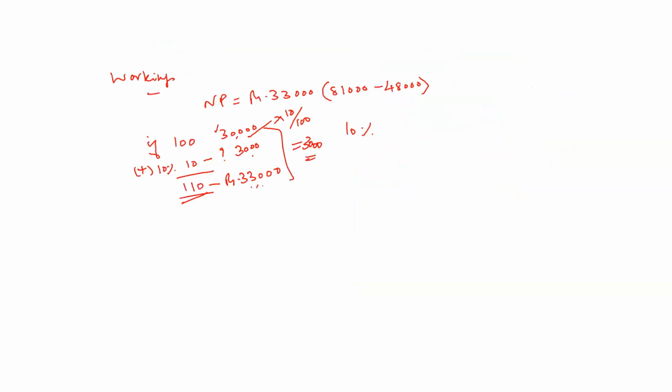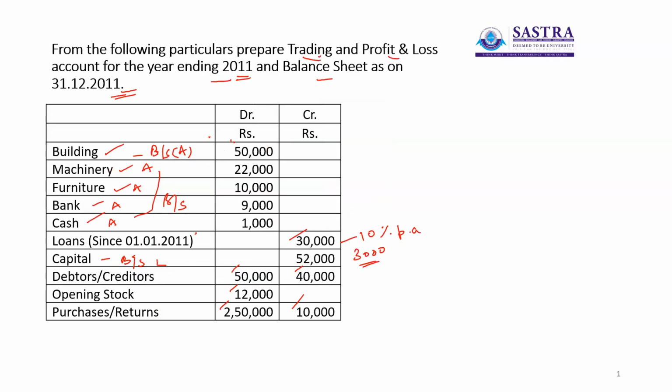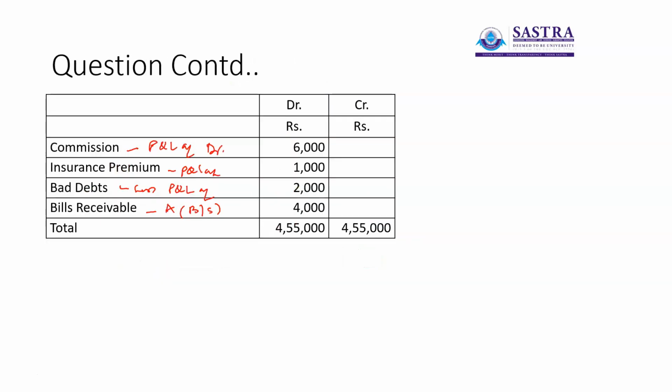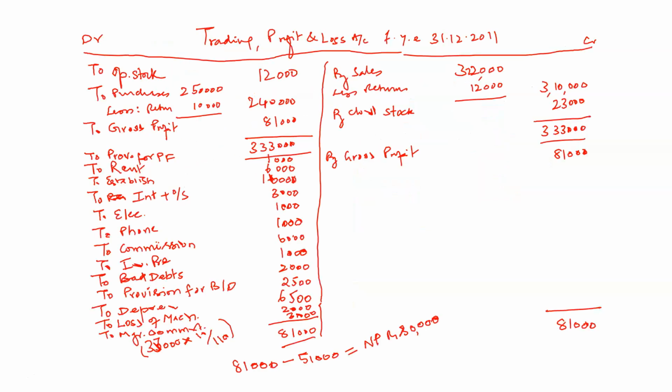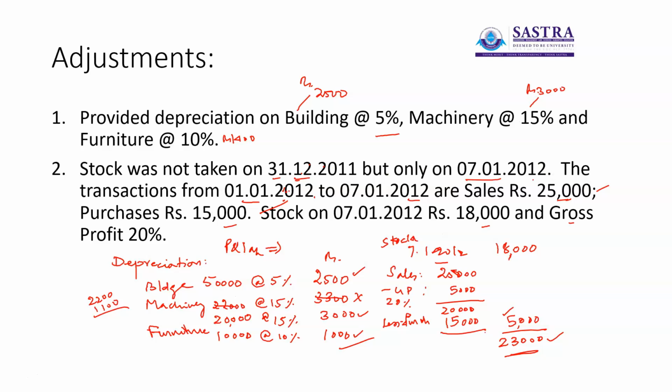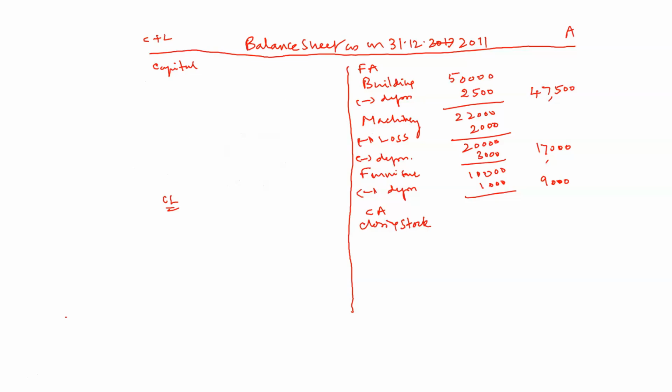Then there are no fixed assets, I think, other than this. So we have entered building, machinery, furniture, all these aspects. Then current assets, stock. Closing stock as per valuation on 7th January, 23,000 to be taken there to the stock, 23,000.